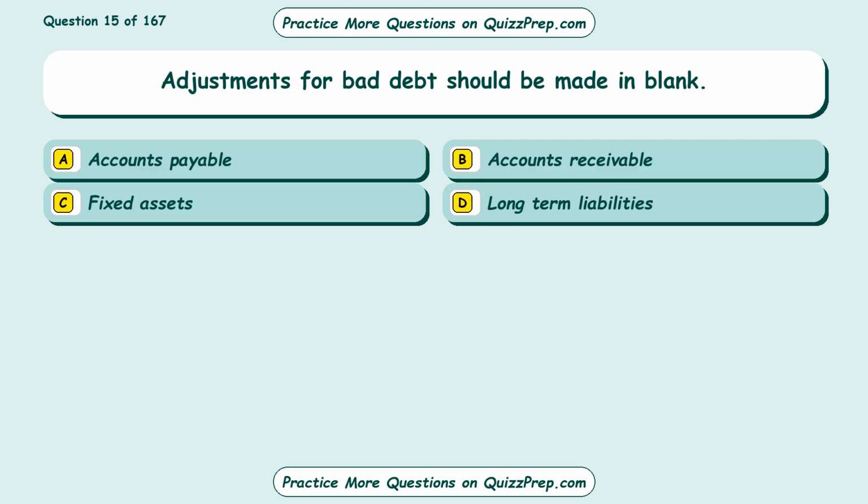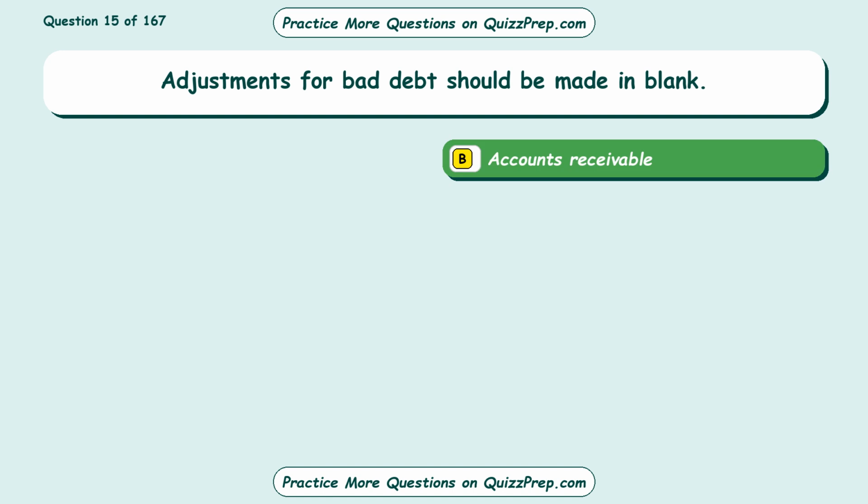Question 15. Adjustments for bad debt should be made in blank. Option A, accounts payable. Option B, accounts receivable. Option C, fixed assets. Option D, long-term liabilities. The correct answer is option B, accounts receivable.